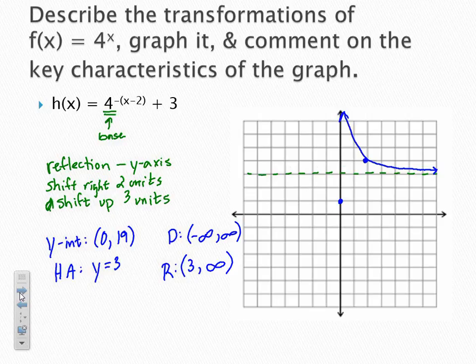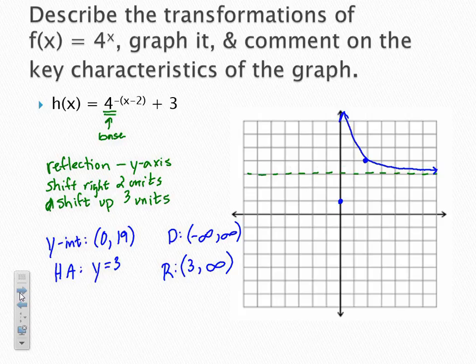Even though this function is going down, as I look towards the left, it is increasing infinitely. And so if I ask you to graph an exponential function, those are going to be things that I'm going to look for in your graph. Can you recognize the transformations, apply them correctly? Can you identify a y-intercept and a horizontal asymptote? And can you identify the domain and range? If we can do those things, we're going to be in good shape.